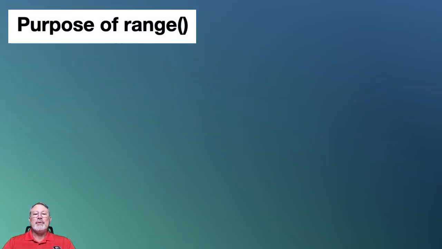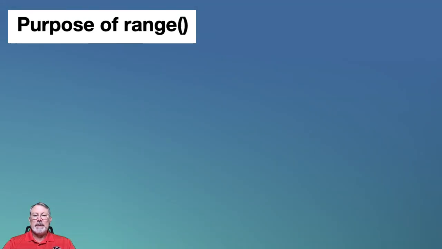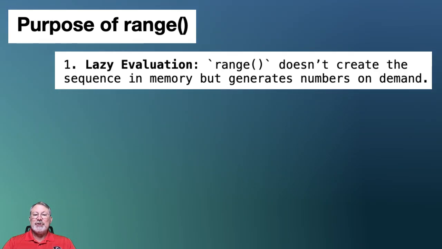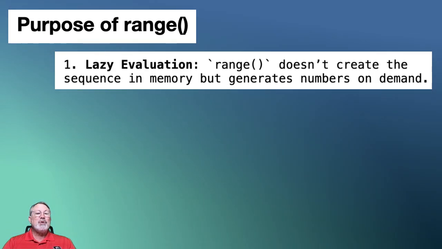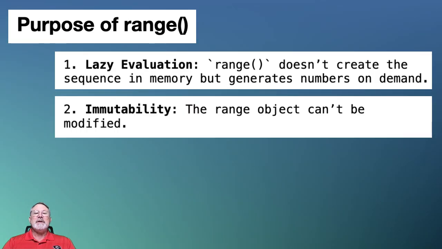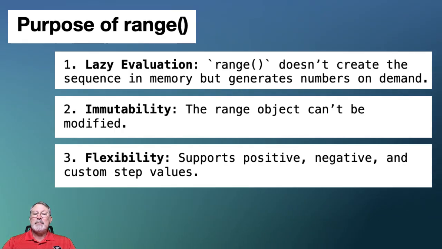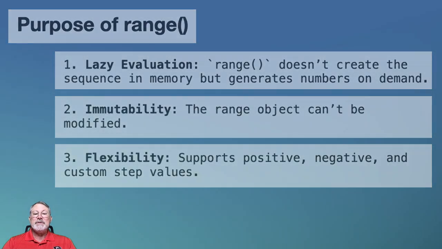Why use range? It's the go-to tool for creating sequences of numbers efficiently. Key concepts include lazy evaluation. The range function doesn't create the sequence in memory, but generates numbers on demand, making it memory efficient. Immutability: the range object can't be modified, ensuring predictable behavior. And flexibility: it supports positive, negative, and custom step values, enabling a wide range of use cases.